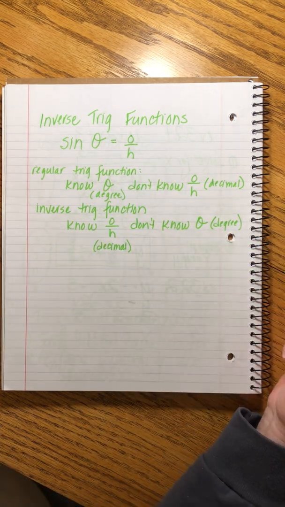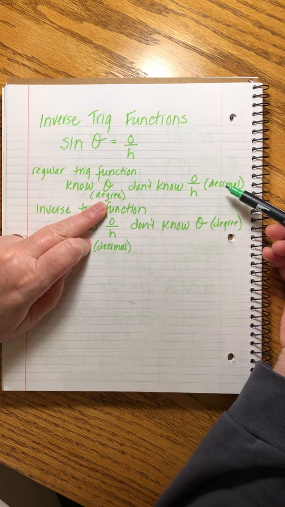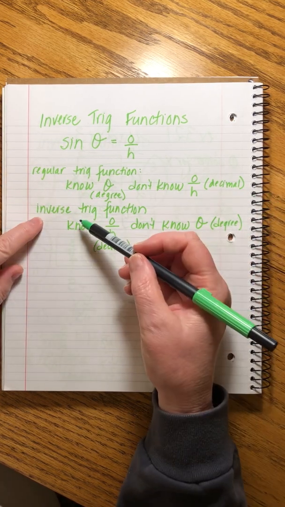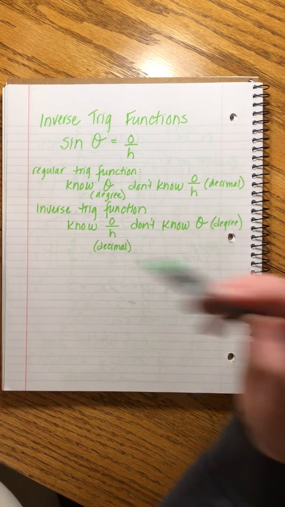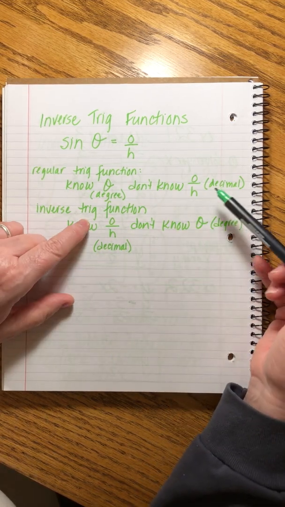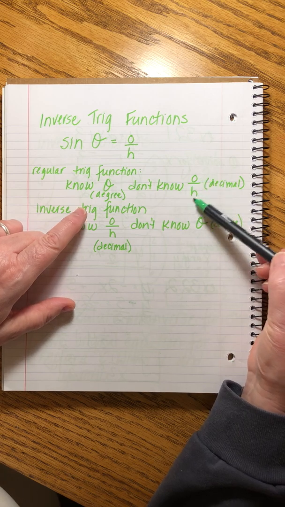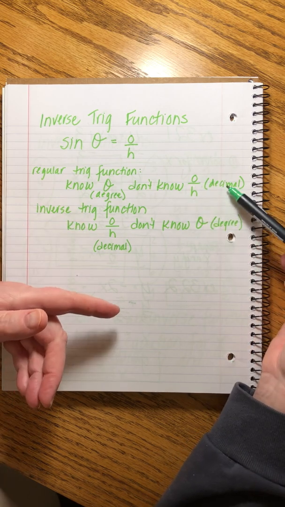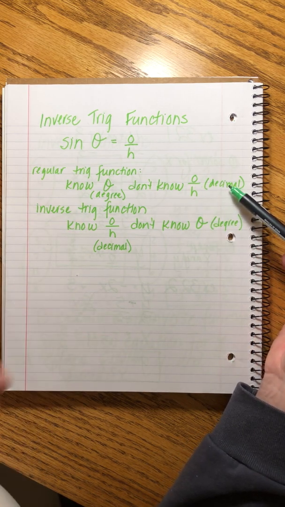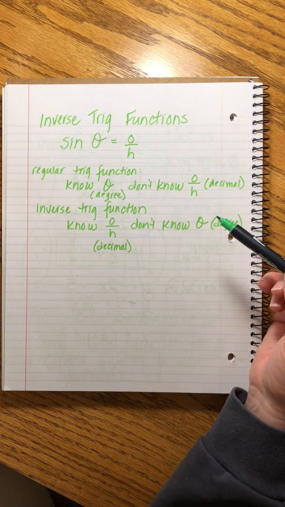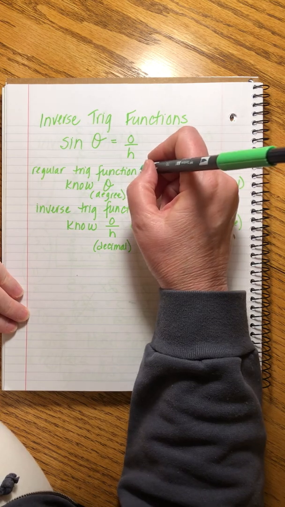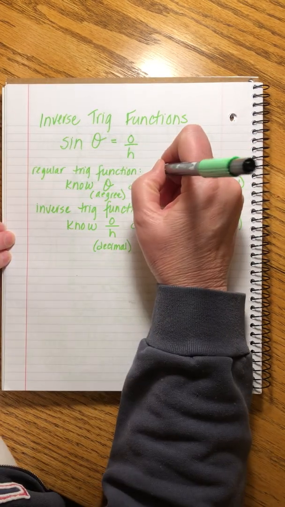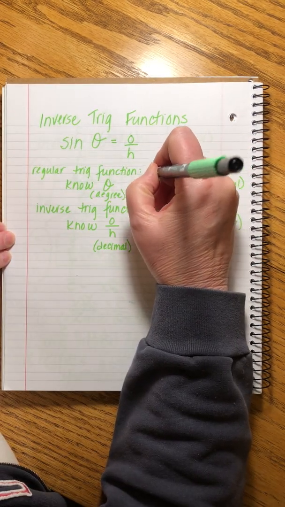Okay, so I'll often talk about how we know the degree, but we don't know the decimal. Or with inverse trig functions, we know the decimal and we don't know the degrees. I often use that language. Just remember that the decimal is the fraction, just written in decimal form. And also know that we have been calculating these already. To find the regular trig function, we use these buttons on the calculator.